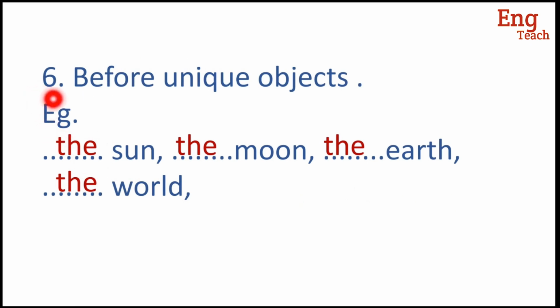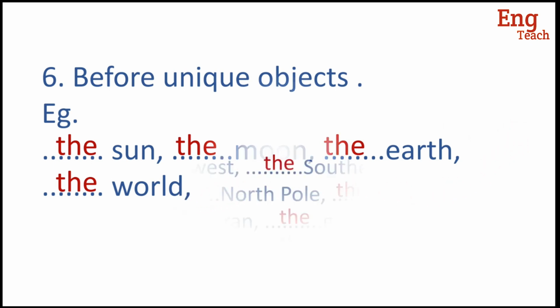Rule number 6. The is used before unique objects. For example, the sun, the moon, the earth, the world. These are the unique objects. So we should use the before them.